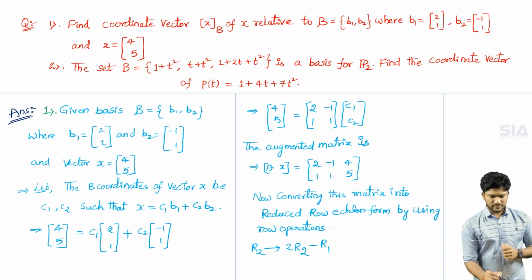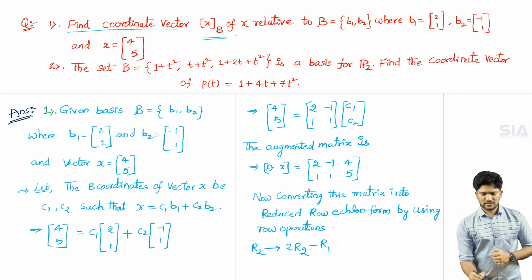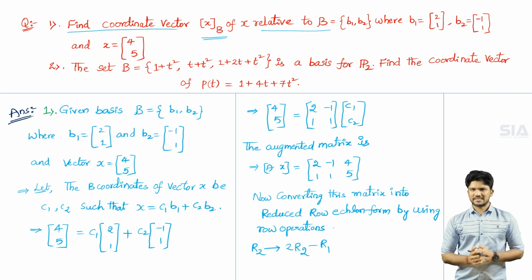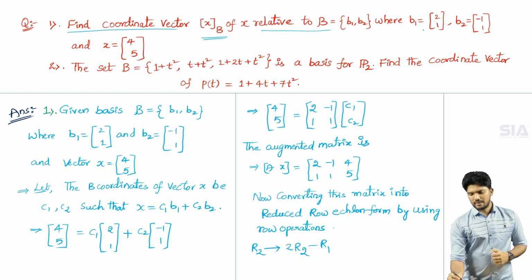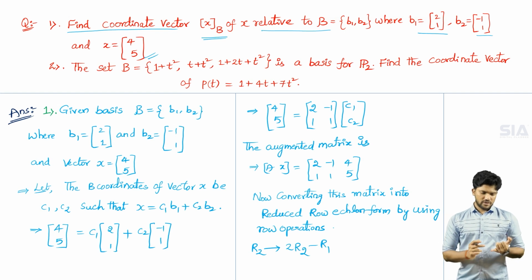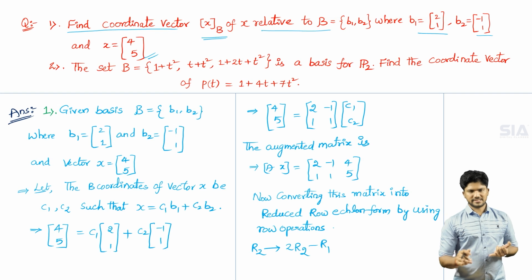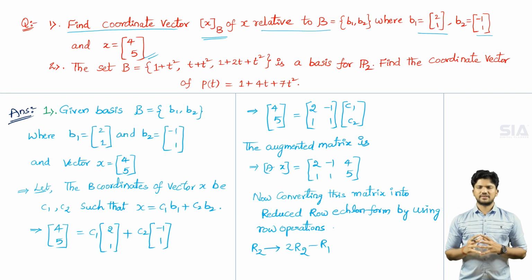So see the problem first of all. Find the coordinate vector, that is x over capital B of small x, relative to the basis capital B equal to B1, B2, where B1 is equal to (2, 1), B2 is equal to (-1, 1). And we have the vector small x equal to (4, 5). So he has given the vector value small x equal to (4, 5) and we also have the basis B1, B2. With the help of these three values we have to find out the B coordinate vector of small x. That is the first problem.